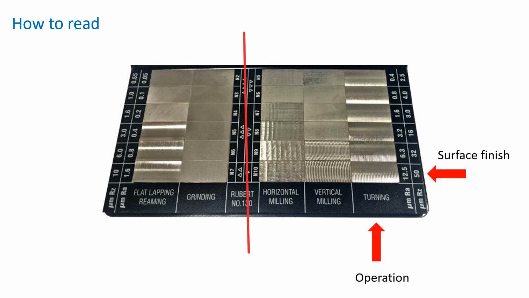Just make a note that the surface finish relates to a particular machining operation, and we can see here the 12.5 micrometer looks very different for horizontal milling, vertical milling and turning. So be aware of your machining operation.